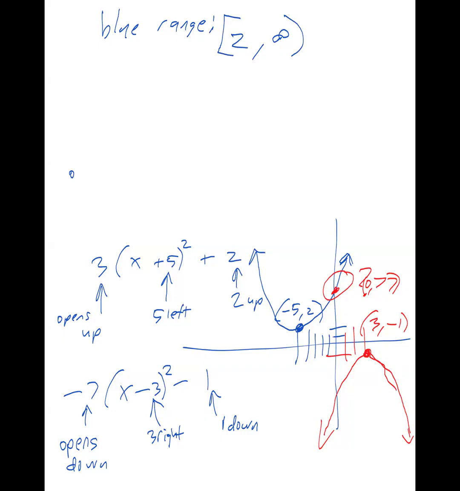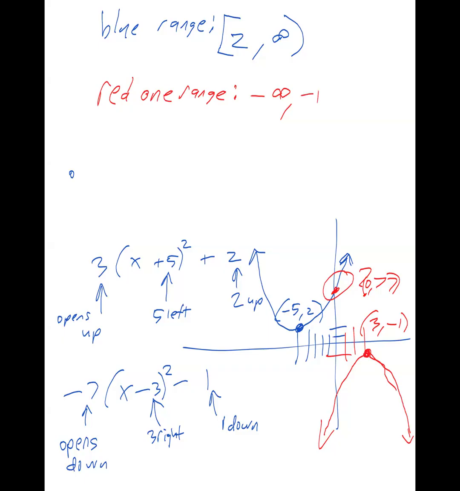Now what's the range of the red one? So what's the lowest point of the red graph? Well, the red graph doesn't have a lowest point because it goes lower and lower forever. So the red graph has a range that starts at a low point of negative infinity. And then from the low to high, what's the high point on the red graph? y equals -1, right? So the range of the red graph goes up to -1.